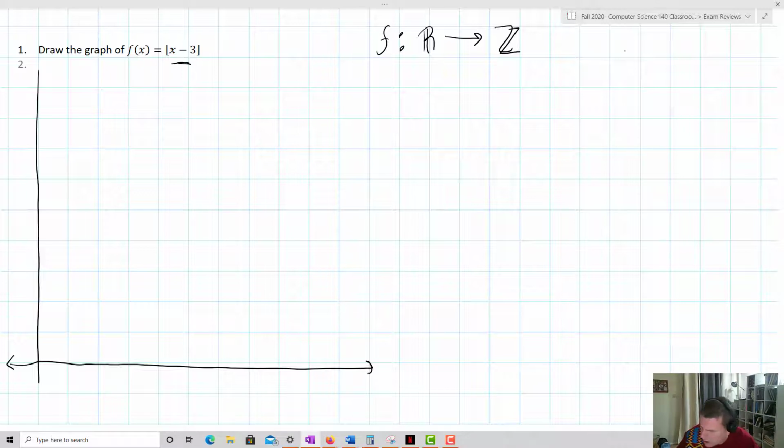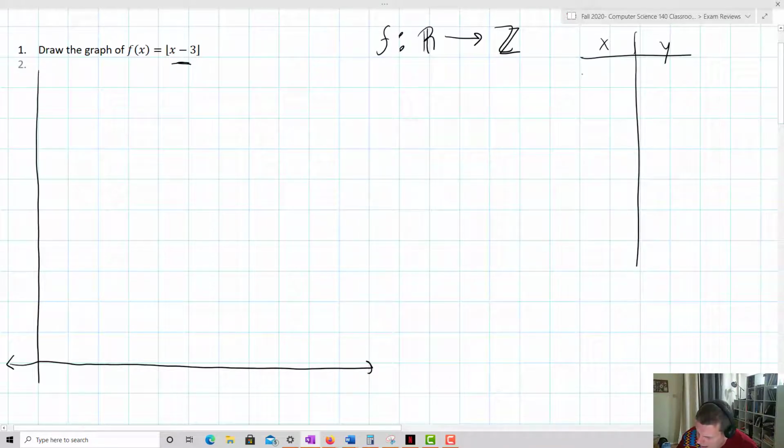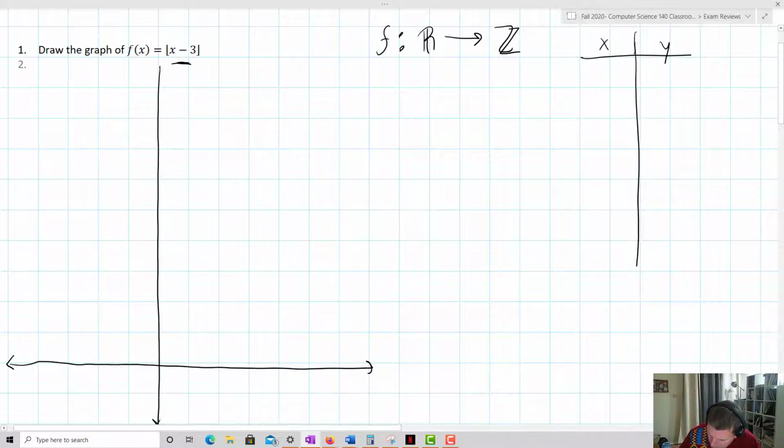All right? And I'm going to write in a couple of values here. So let's say, for example, I've got x and I've got y. And I'll let x be like -1. And if x is -1, then y is going to be the floor of -1 minus 3. And so that'll end up being -4.